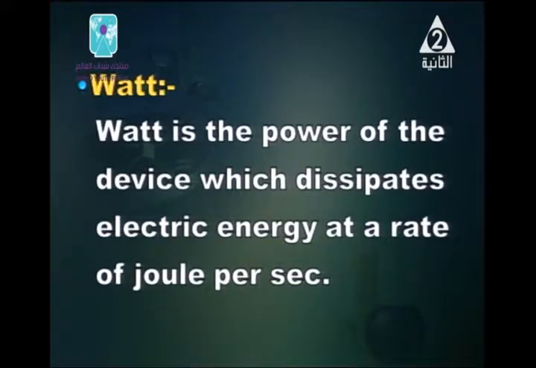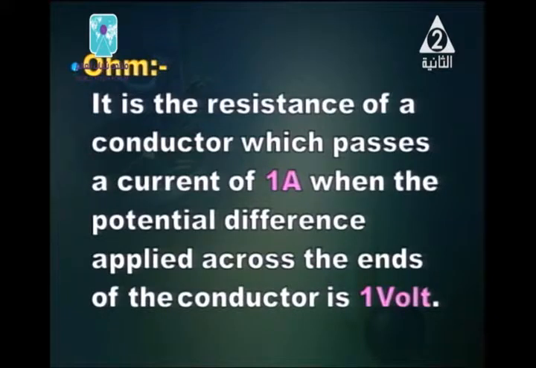And what about ohm? Definition of ohm. Ohm is the unit of electric resistance. It is the resistance of a conductor which passes a current of 1 ampere when the potential difference applied across the ends of the conductor is 1 volt.